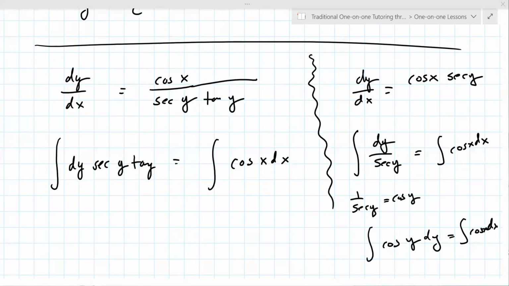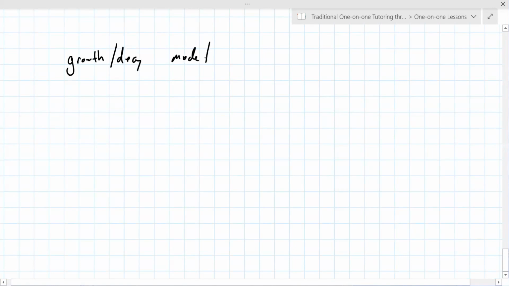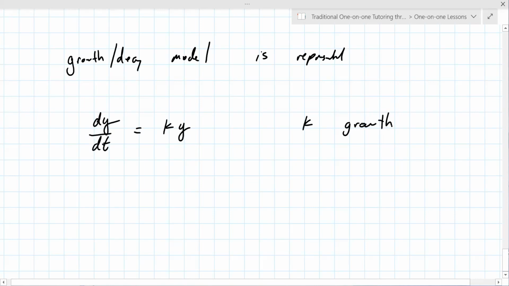Okay, so we can move on to some population growths, exponential growths. You saw in class on slide 8 that the growth or decay model is represented by this equation, dy/dt, so using t instead of x, equals ky, and k is the growth. And it's continuous growth, which may or may not be realistic, but we'll assume that it is for something that we're doing.